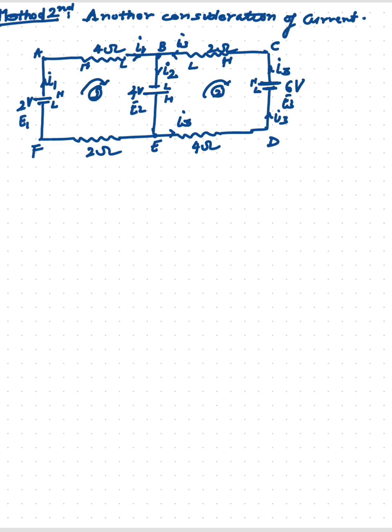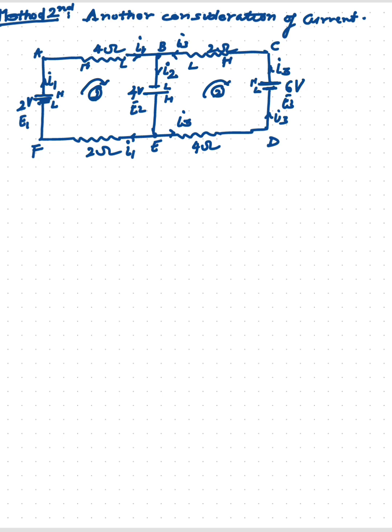Now, in the 2 ohm resistance, the I1 current will be here. This will be I1. Clear? So at junction E, the I2 current is flowing in this direction, I3 current flowing in this direction, and this will be I1, because I1 is flowing from the positive terminal of battery E1. So the same current enters the negative terminal of E1. Okay, so this is the current distribution.